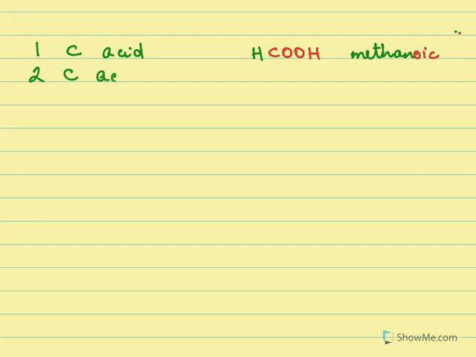2 carbon acid. By now you would have guessed, 2 carbon means ethane, ethanoic acid. And if you were to write it, it will be now COOH because it is an acid. It has to have 1 more carbon, so CH3COOH, ethanoic acid.